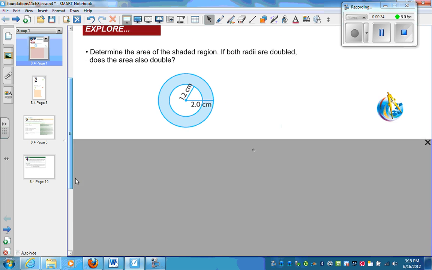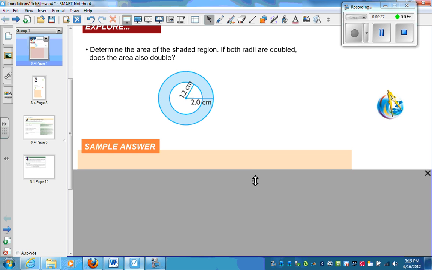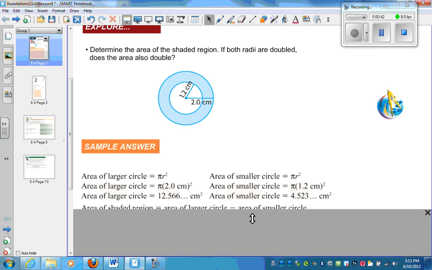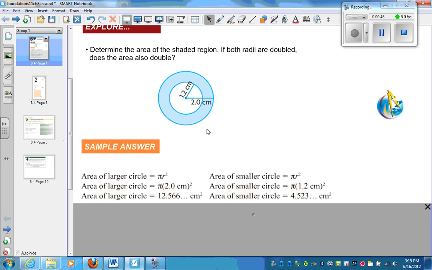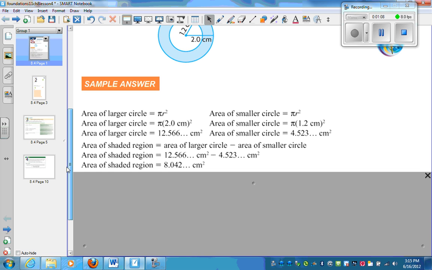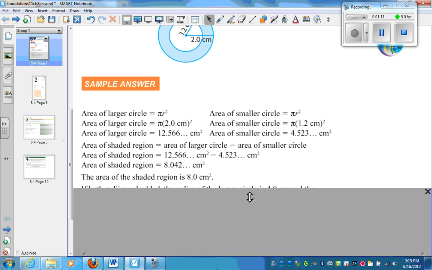Okay, so let's go through what they did here. So first of all, I said the area of the larger circle. The area of a circle is pi r squared. So the larger circle is going to be pi times 2 squared, and that's 12.56. Then I took the area of the smaller circle, and I got 4.52. To find the area of the shaded region, if I took the area of the big minus the area of the small, I'd only be left with what's shaded. So I do that and I get 8.042.